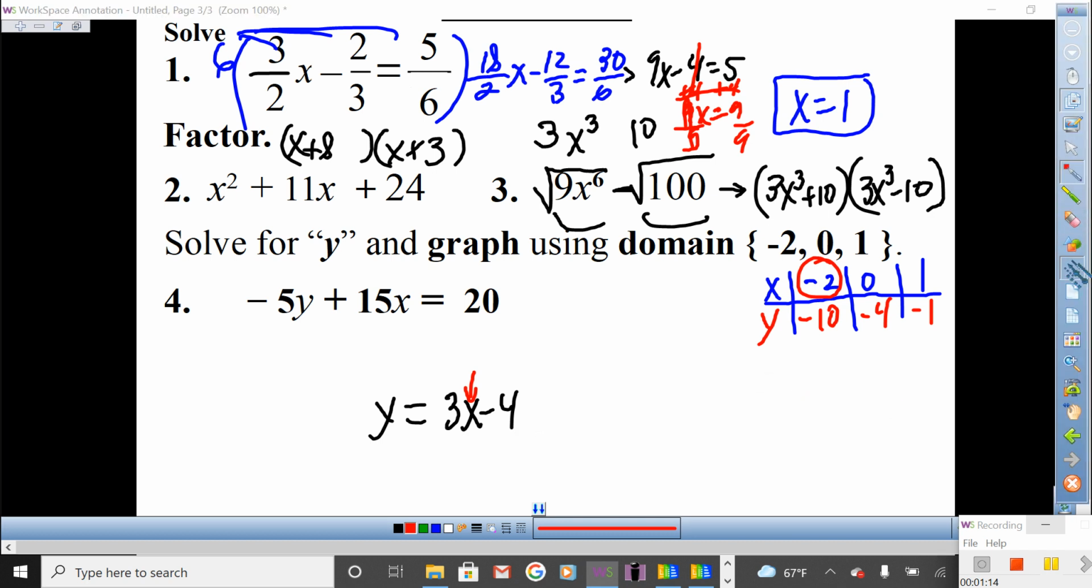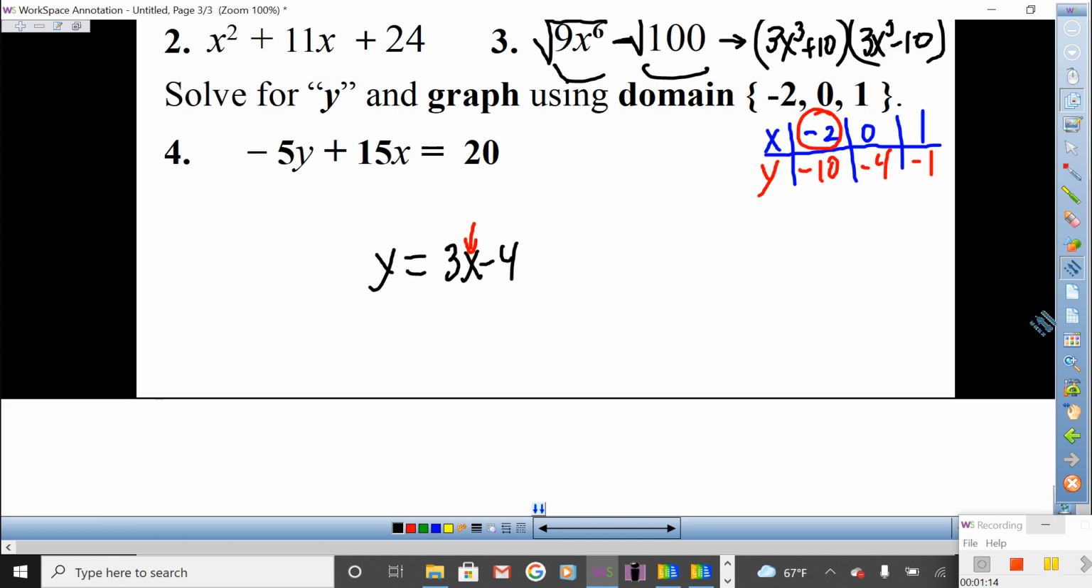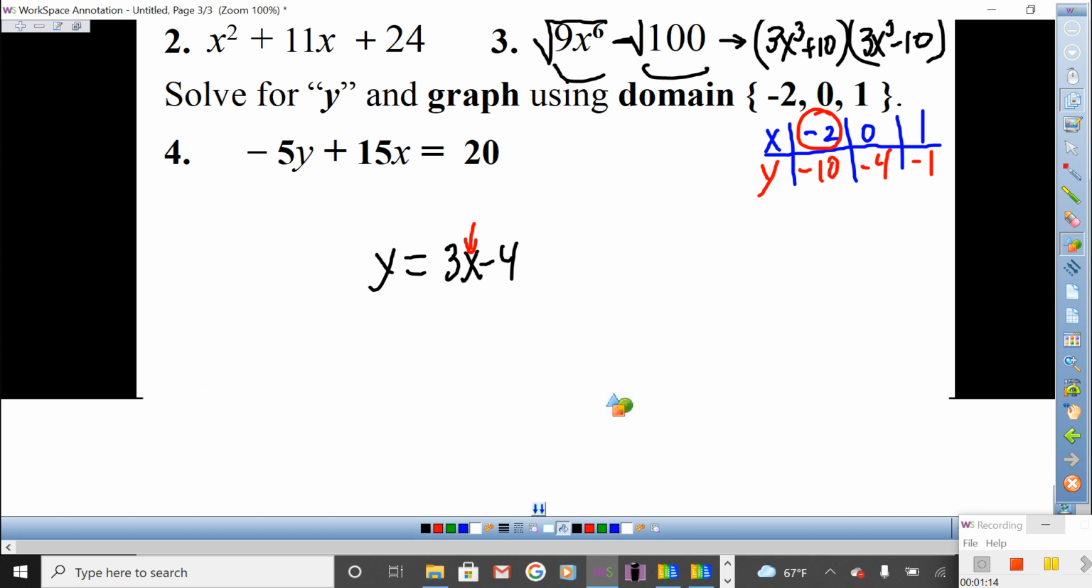All right, let's graph. So let me start off with my x-axis. Before, if you already graphed it, that's fine. But let me show you once again how to get started with your coordinate plane. We always start with the x-axis. We're going to need what? Negative 2, 0, and 1. How about for the y-axis? We're going to need what? All negatives. That means that I need a longer y-axis on the negative side than on the positive side.